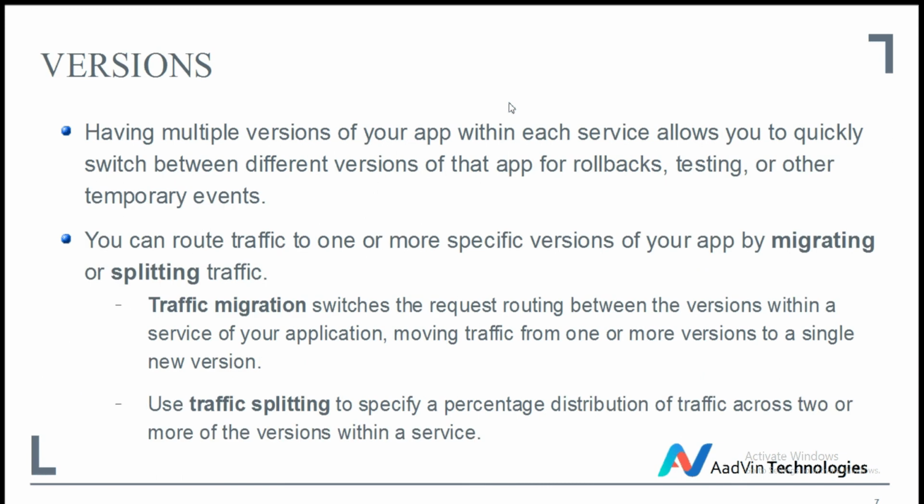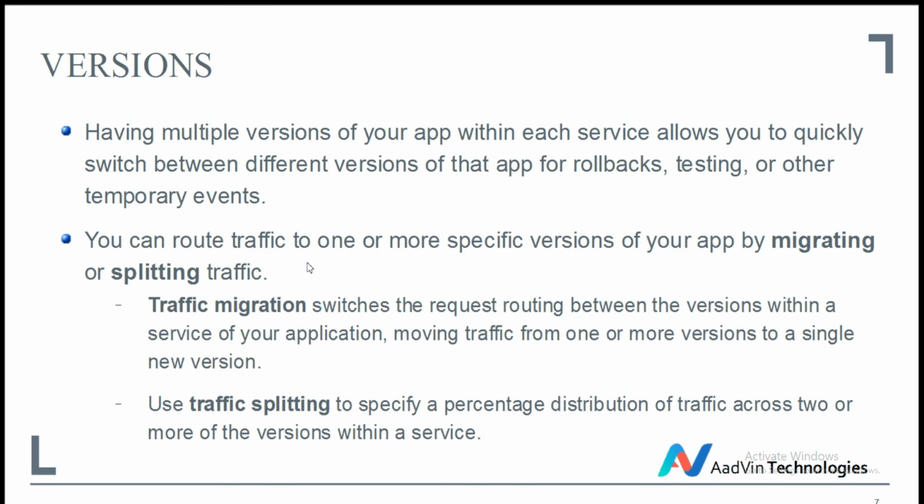Next, versions. Having multiple versions of your app within each service allows you to quickly switch between different versions of that app for rollbacks, testing, or other temporary events. So using versions, we can easily switch between different versions, also for rollback, testing, or other temporary events. That's the importance of using different versions.